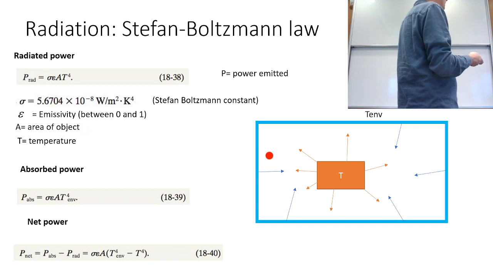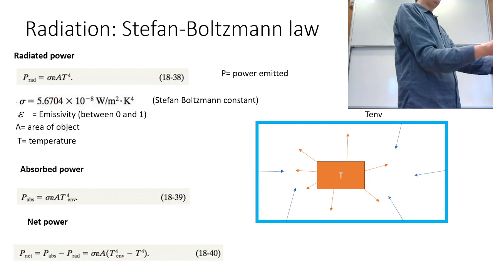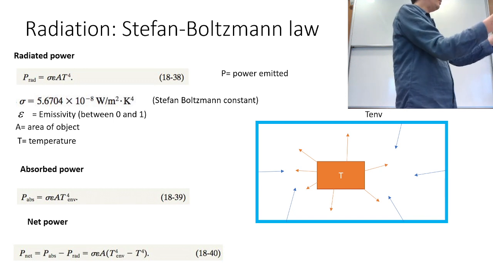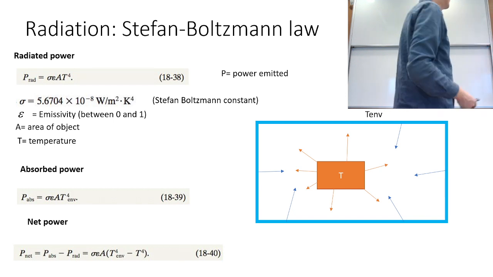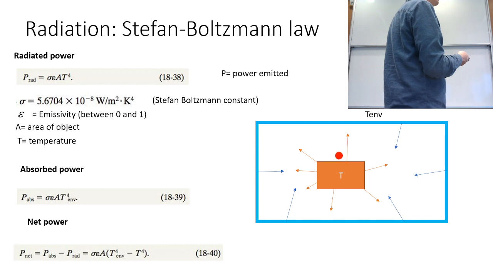This is the surface area. So I should write surface area, not just area. So you've got some object, right? So it's a ball. Then the surface area of that would be like 4 pi r squared. And T is of course the temperature. So this is basically the energy per unit time of all the photons that are coming off it.